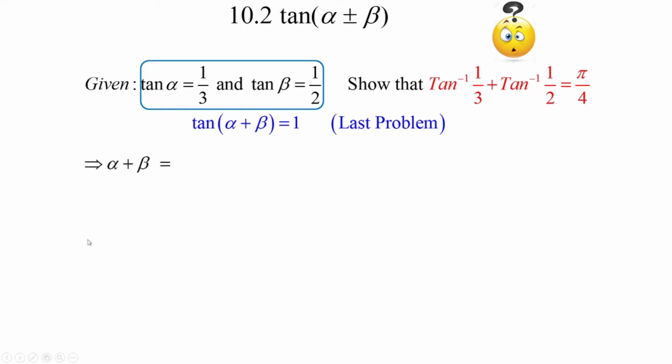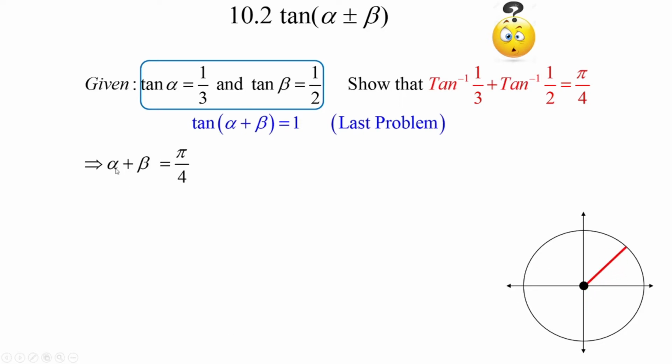Okay, well, that implies alpha plus beta. Well, when does tangent have an output of positive 1? And we could picture our unit circle right here. Because tangent is sine over cosine, tangent has an output of positive 1 when sine and cosine have the same output here in quadrant 1, which is, in radians, pi over 4. All right, so that means that alpha plus beta has to equal pi over 4.